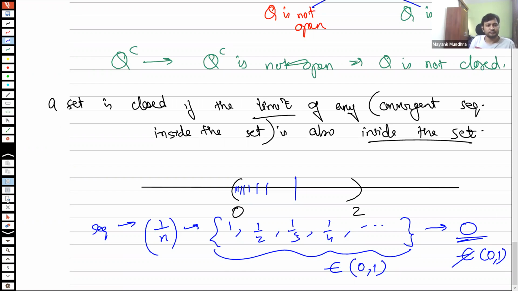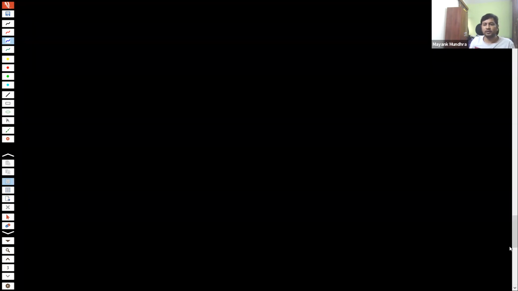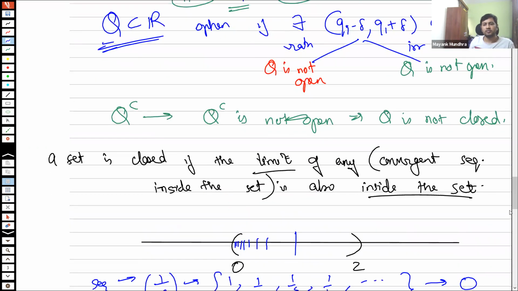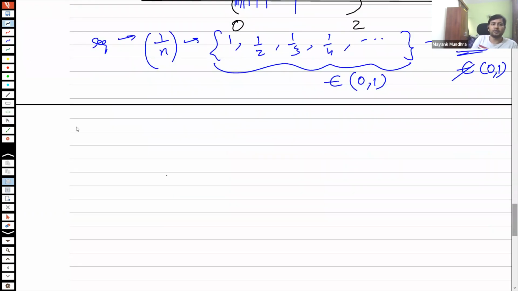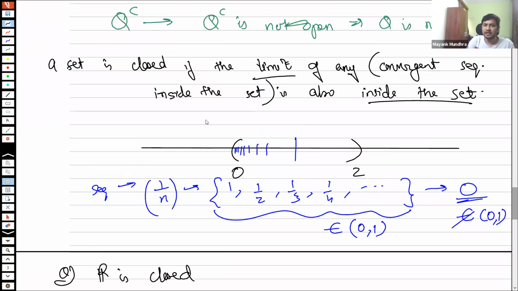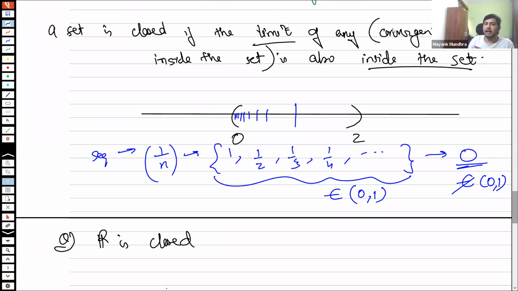So what do we have now? We have a definition which we are going to apply on R. I have already checked that R is open. Now I want to check that R is closed. So let's use this definition. The definition says that any convergent sequence inside the set should have its limit inside the set.